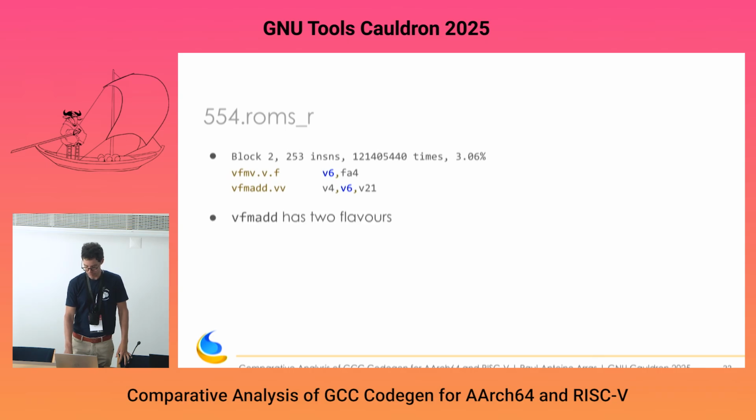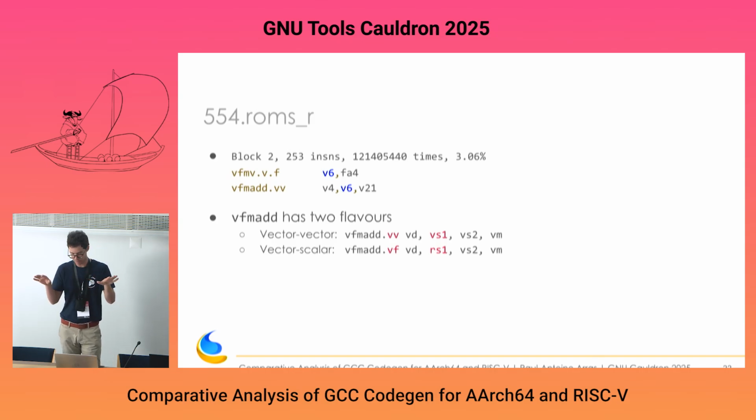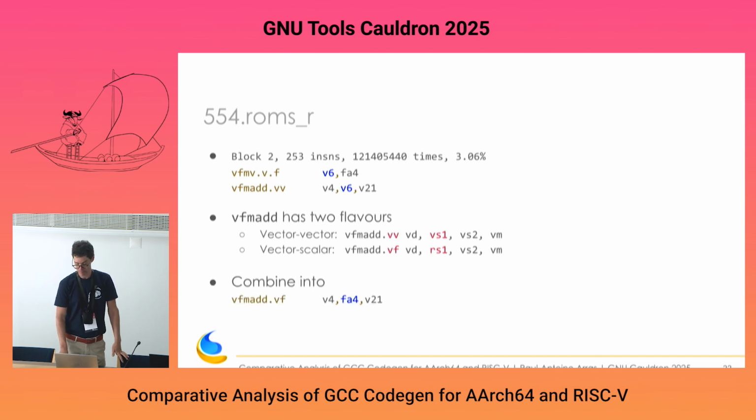And actually, when you look at the spec, you can see that there are two flavors of the VFMADD, but also pretty much all other vector floating point operations. One that takes only vector operands, and one that also takes a scalar register. So they're called VV and VF, respectively. So I thought, why not combine the two, the VFMV and the VFMADD, into just one VFMADD, but the VF one that actually accepts the scalar register.